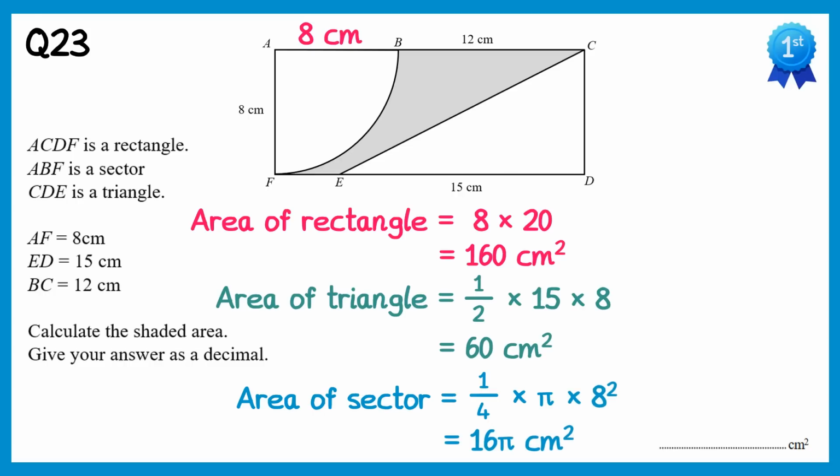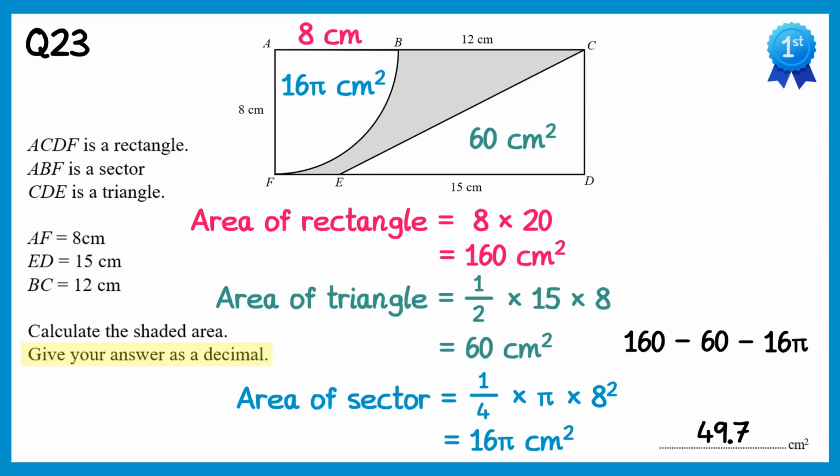So we found the area of the triangle was 60, and the area of the sector was 16 pi. To find the shaded area then, I do the whole rectangle, which was 160, take away the triangle, which was 60, and take away the sector, which was 16 pi. So if you type this into your calculator, you'll get an answer. We've been asked in the question to give it as a decimal, so I'm going to round to 1 decimal place, so 49.7.